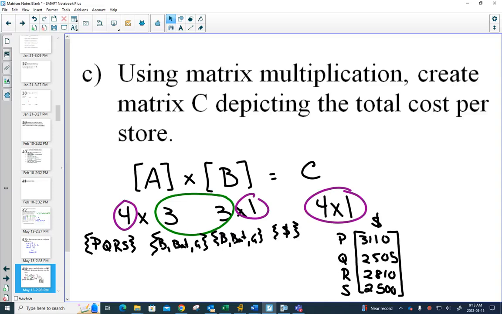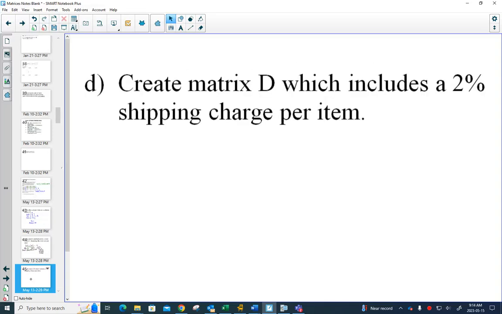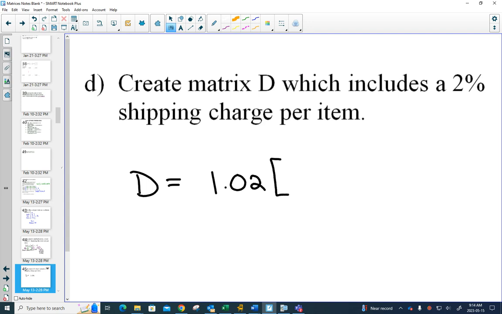And now that we have that matrix, we can add other things to this. They're like, oh, there's a shipping charge. Right? Matrix D, you have to add 2% to everything that's sold. That will equal, well, if I add 2% to something, I could just multiply matrix C by 1.02. That would add 2% to the total order.